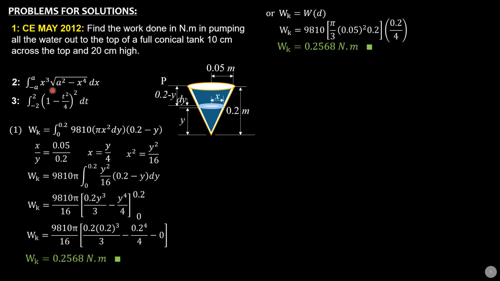Then for problem 2, for this integral here, integral of x cubed square root of a squared minus x to the fourth dx. Same limits, negative a to a. And if you study that function, this is an odd function. Therefore, the integral would be 0.